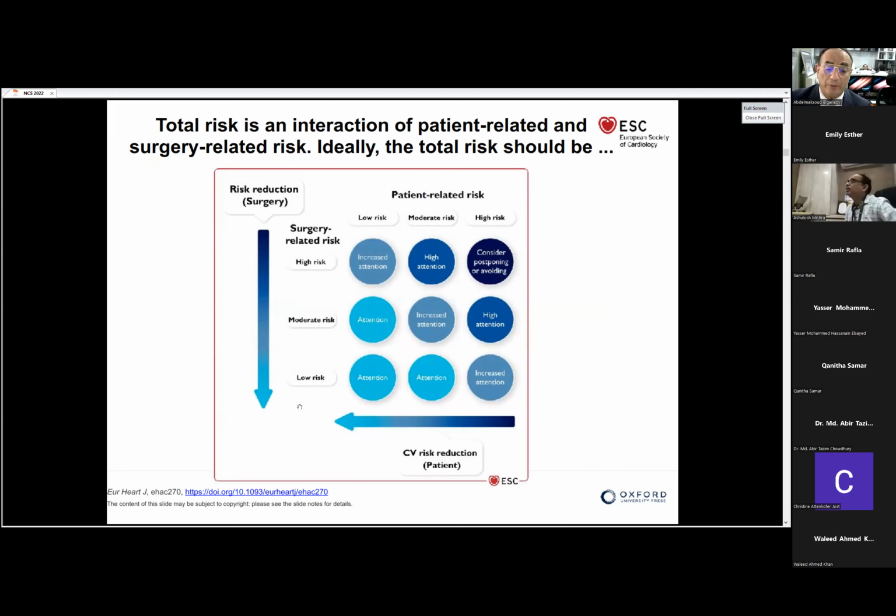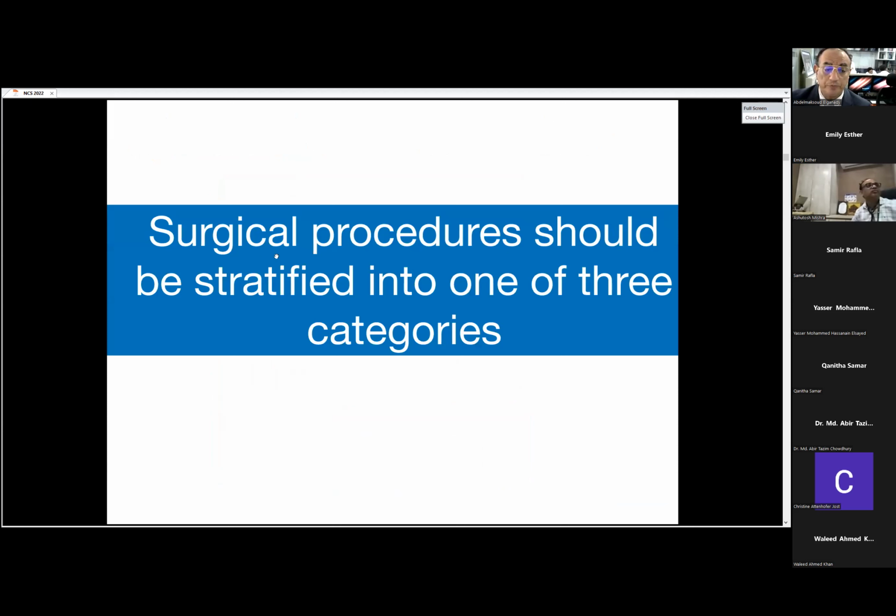And here you can appreciate at the bottom left the patient we are looking at, a low-risk patient for low-risk surgery. And on the top right, you can consider a high-risk patient for high-risk surgery. And our goal is to minimize the risk for high surgical risk procedures in high surgical risk patients.